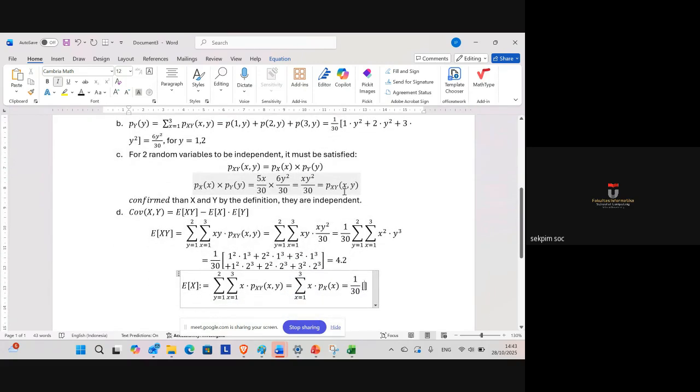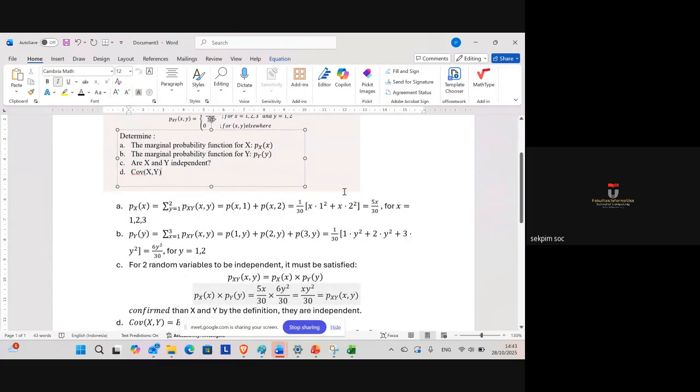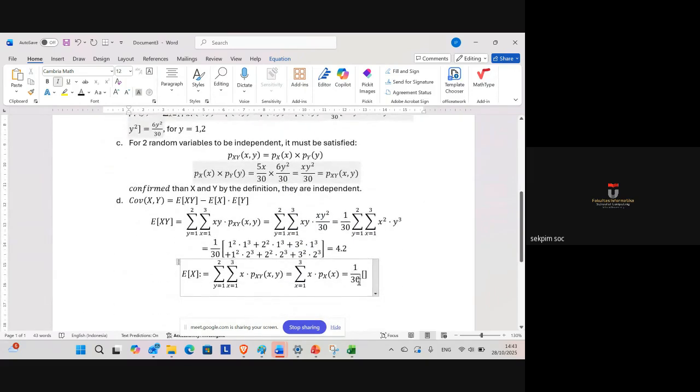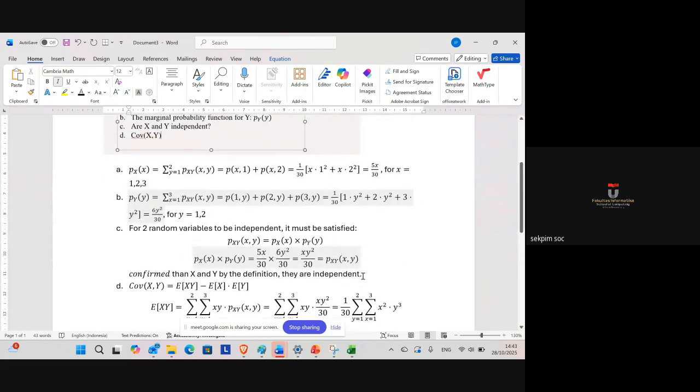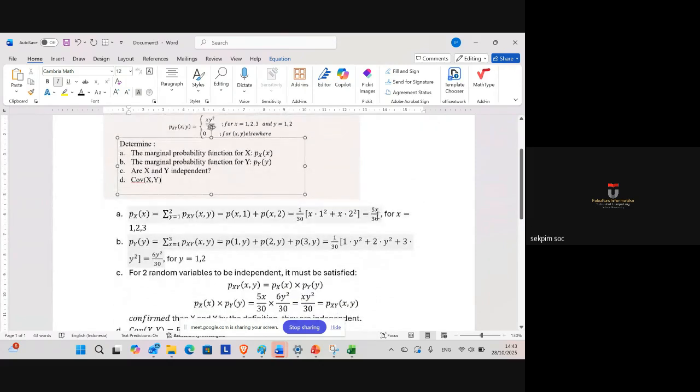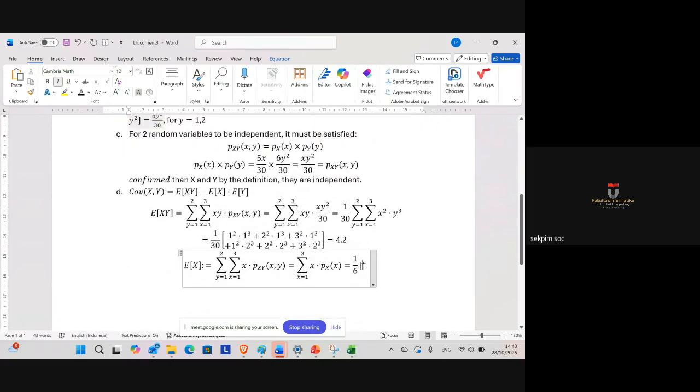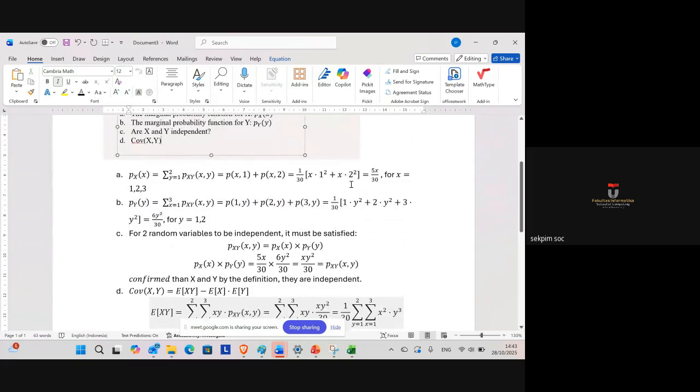Sorry, px is 1 per 6, right? So it's not 1/30, it's 1 per 6. So we have px, and x times x is x squared, right? Okay, let me make it clear for you. This one is x per 6, right? If you simplify the fraction, this is just x per 6.